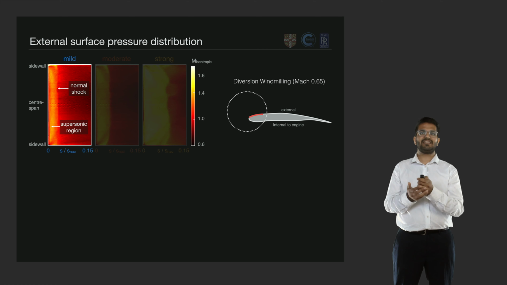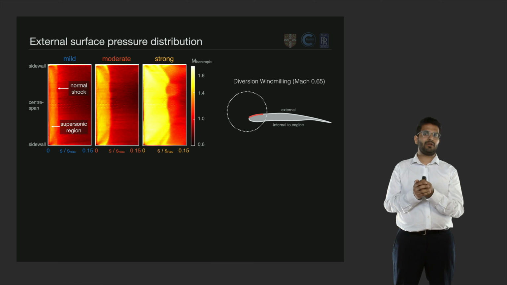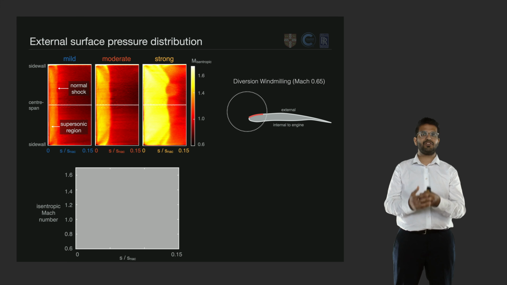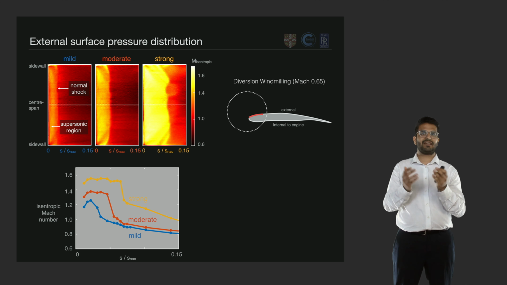And we can also see that as we increase the severity of the windmilling, we see this supersonic region grow in size as that normal shock moves further downstream. And we can quantify this by considering the Mach number distribution on the tunnel centre line, where we see that not only does that shock move downstream as the windmilling becomes more severe, but the shock also gets stronger.